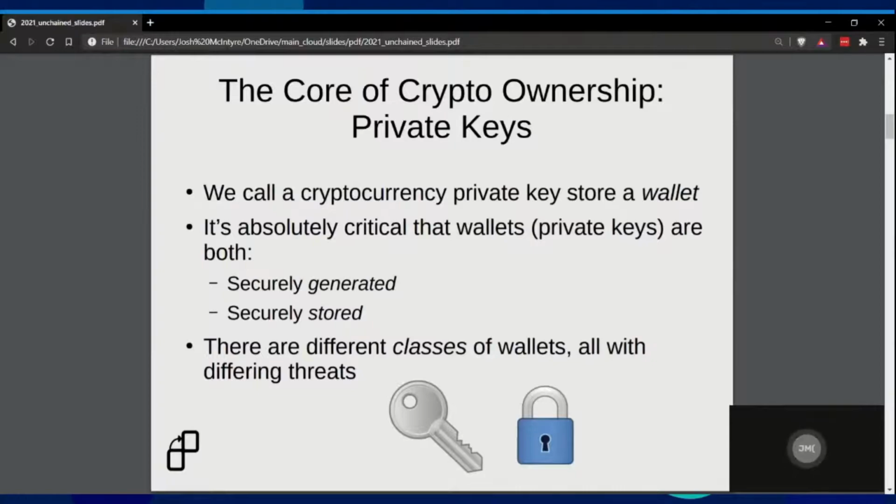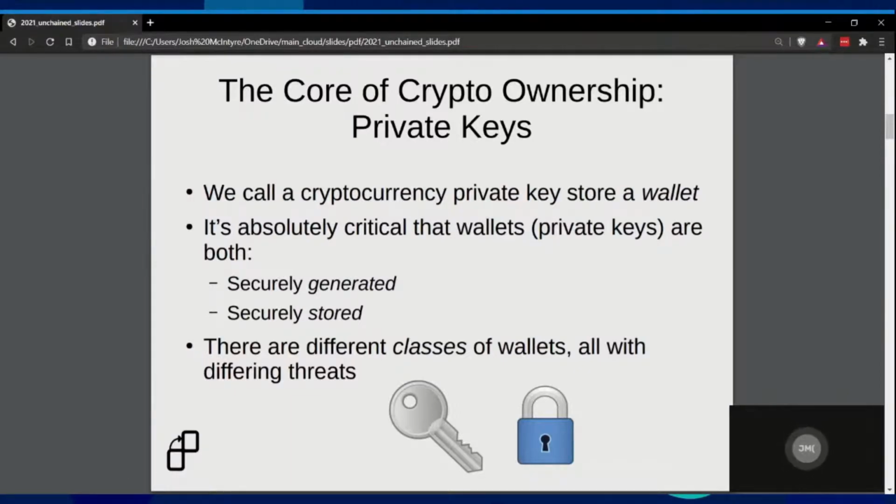Before I get into what we're going to talk about specifically today, a reminder of what the core of crypto ownership is. And that's private keys. We call a cryptocurrency private key store a wallet. That's the industry terminology that we use.